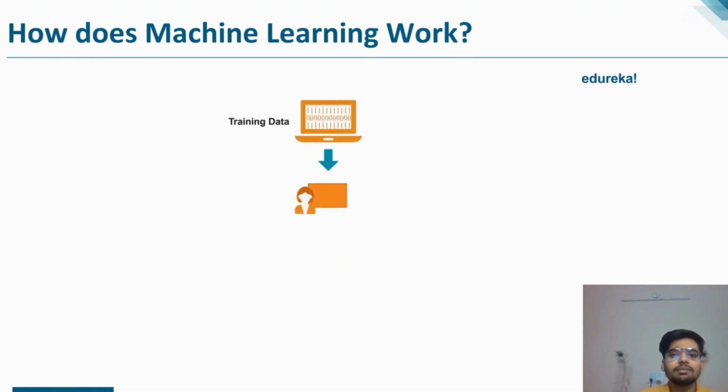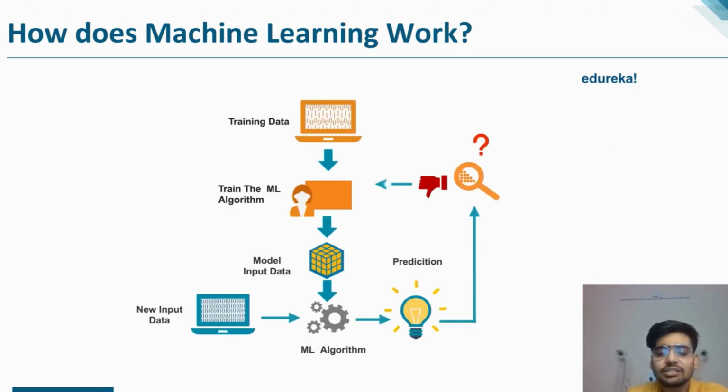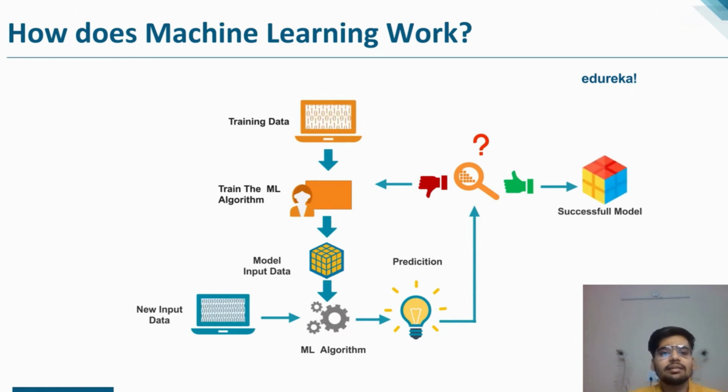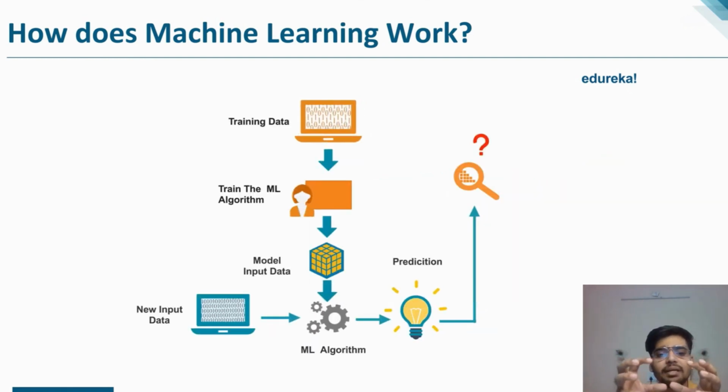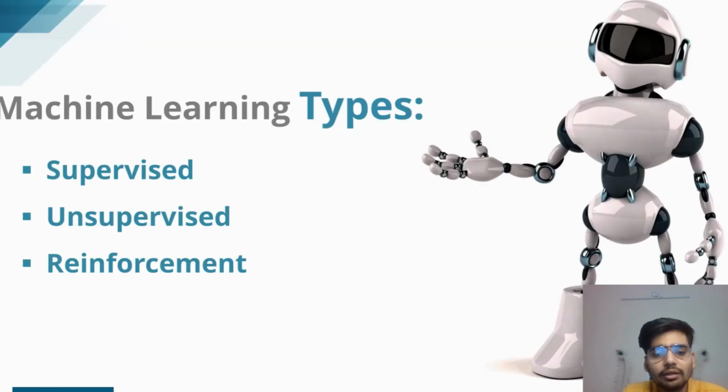Basically, machine learning works with training data, a training ML algorithm, and training input data. Because of that training data we make a model, and according to that model we can predict. Machine learning is divided into three types: supervised learning, unsupervised learning, and reinforcement learning. We will discuss all of these.